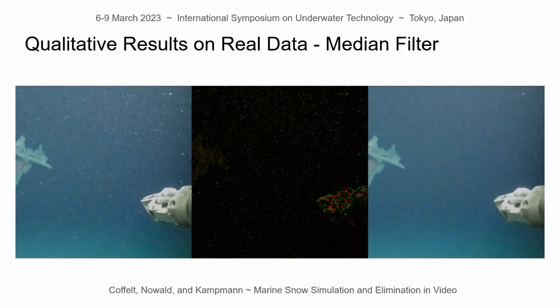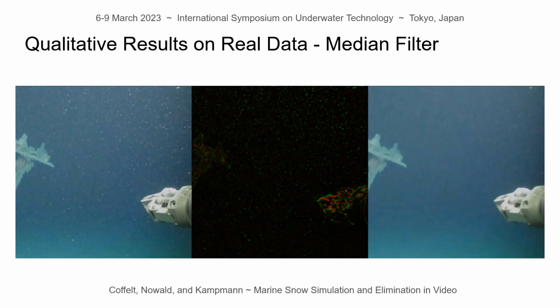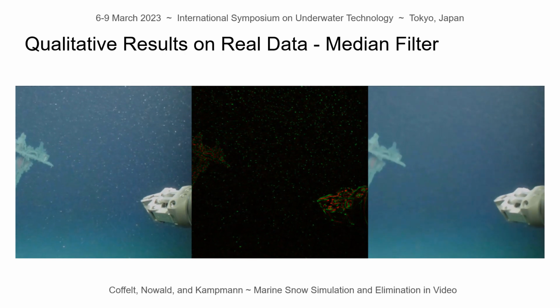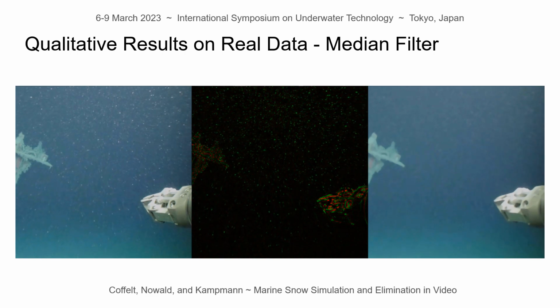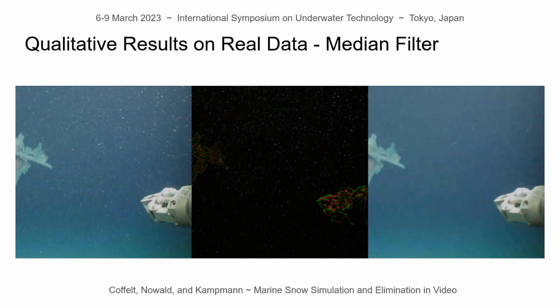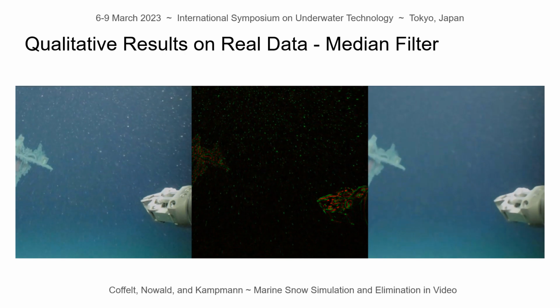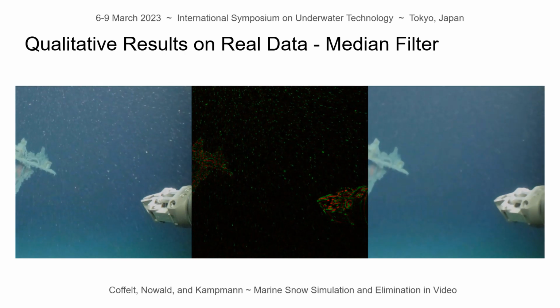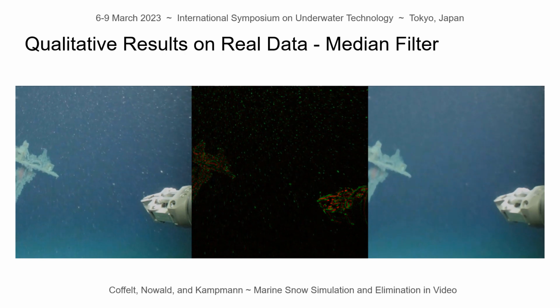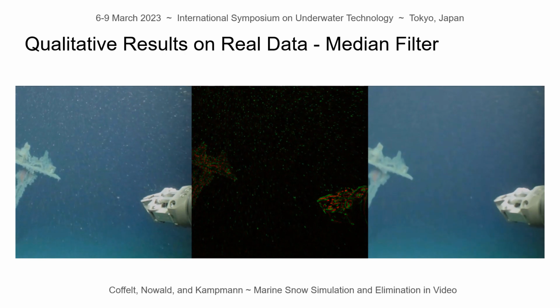Results of the various models are shown here. On the right, you see the output of the median filter, which is a classical traditional approach. In the middle, you see the difference between the input and output images. In general, green is good. It's correctly removed marine snow, and red is typically bad. It's pixels that were incorrectly adjusted.